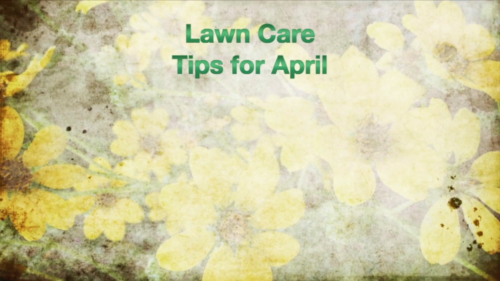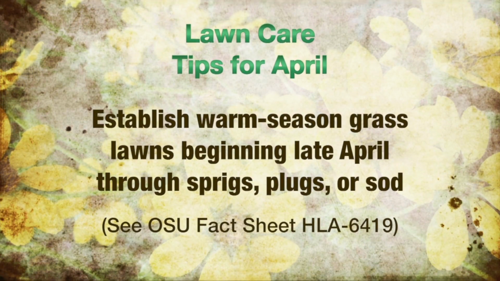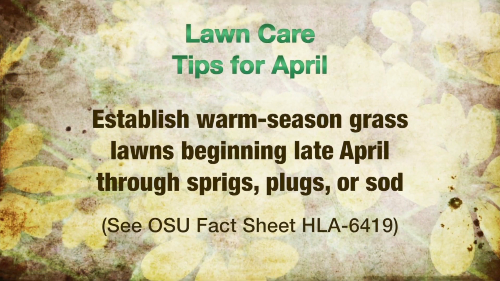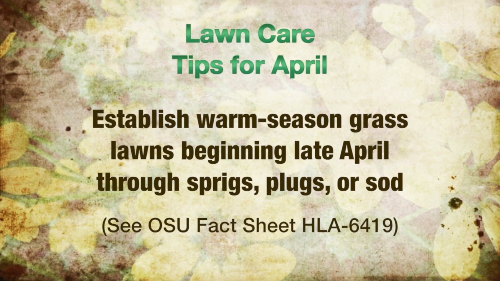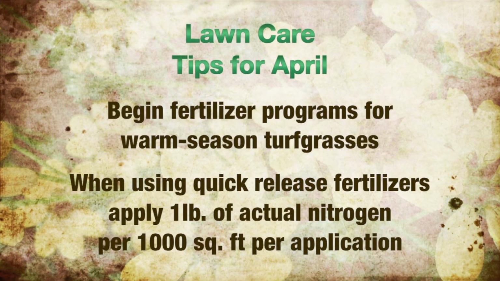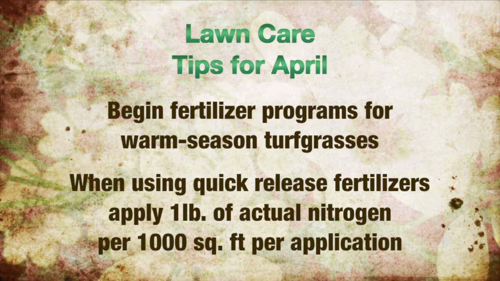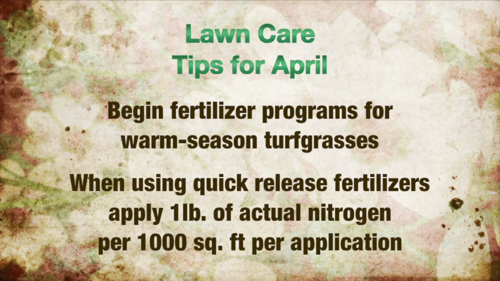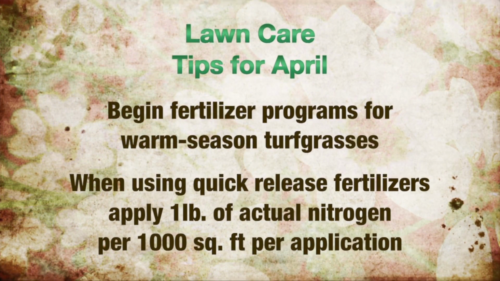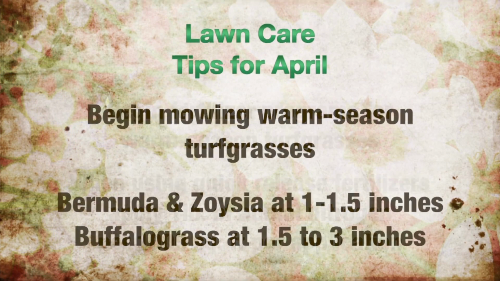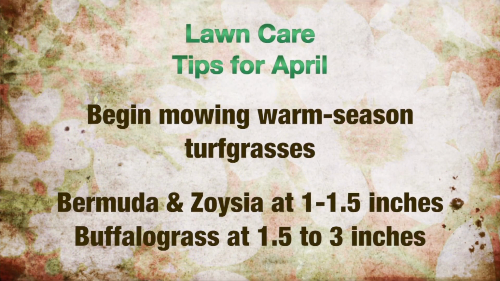The lawn tips for April are: warm season grass lawns can be established beginning late April from sprigs, plugs, or sod. When using quick-release forms of fertilizer, use 1 pound of actual nitrogen per 1,000 square feet per application. Be sure to water in all fertilizers after you have applied them. Mowing of warm season lawns can begin now.